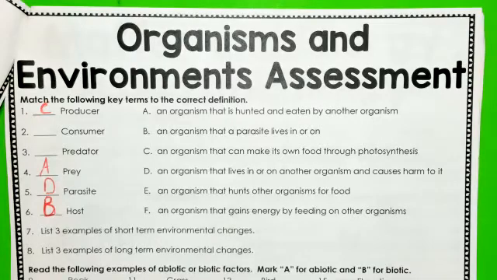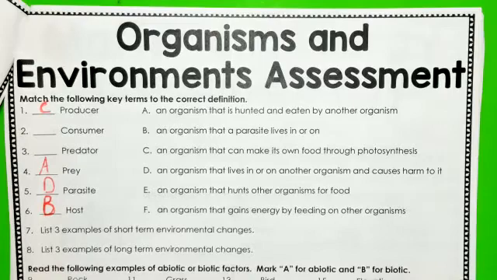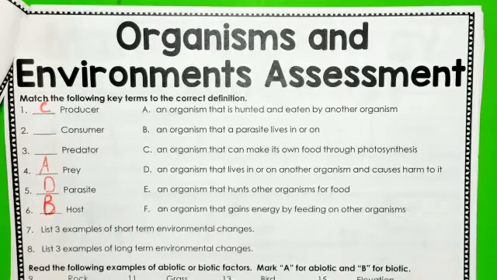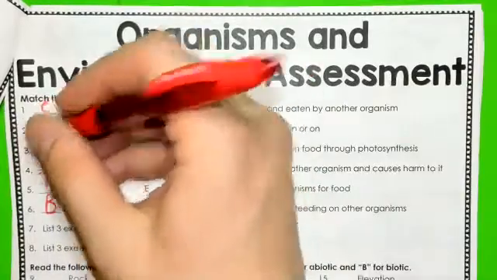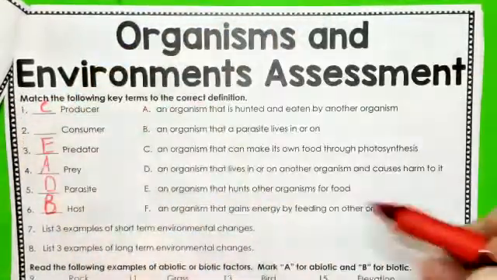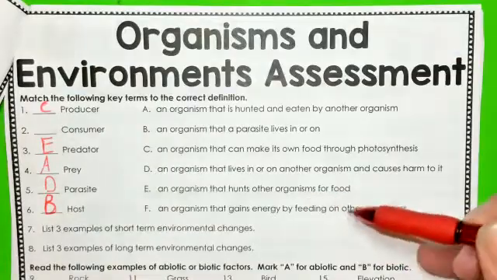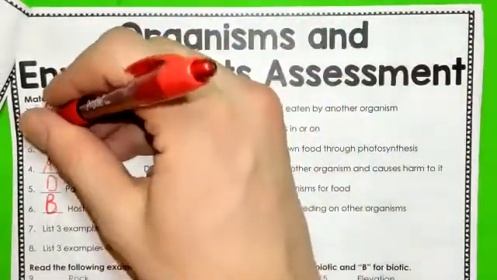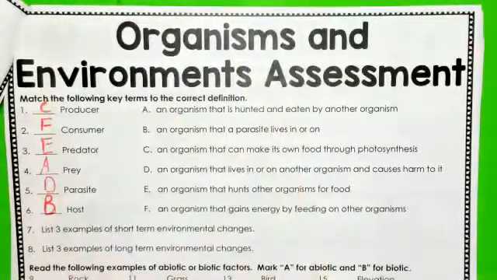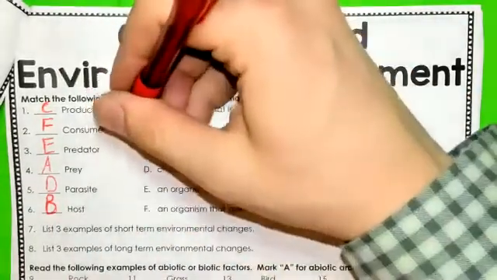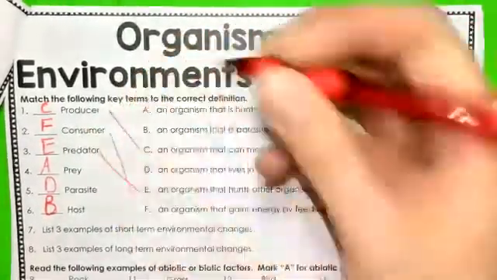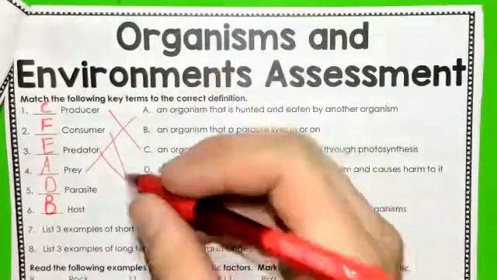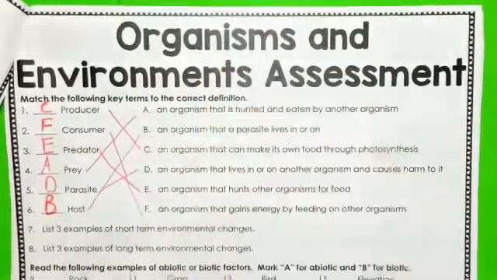What do we call an organism that hunts for its food? Good, consumer, or they are consumer, right? It's a consumer and a predator. Good, it's both. All right, consumers are also predators, but an organism that specifically hunts is a predator. E. And an organism that gains energy by feeding on another organism is a consumer. So we got our C, our F, our E, our A, our D, and our B.